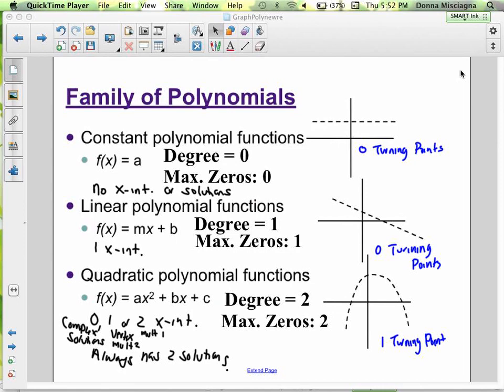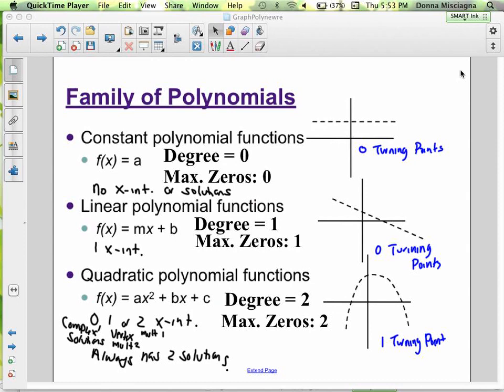All right, so we can start off with our constant polynomial function. That's just a horizontal line. I have all this information up here already. I'm just going to review it with you, and I think you might have it already in your notes. A horizontal line has no turning points. It's just a line. It doesn't change directions. It's a single horizontal line. It has no zeros because it never crosses the x-axis, so no x-intercepts or solutions.